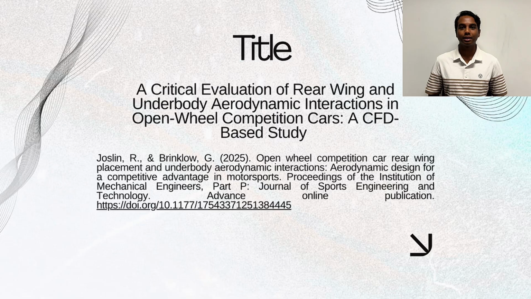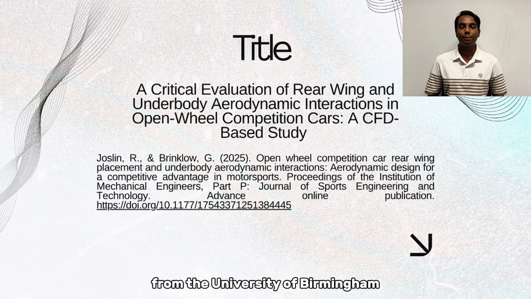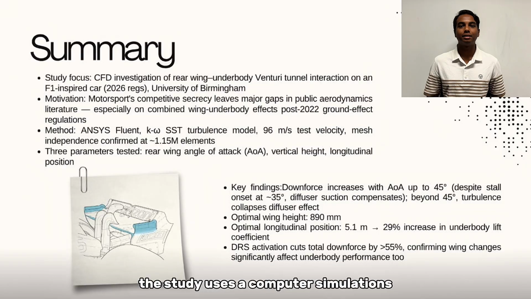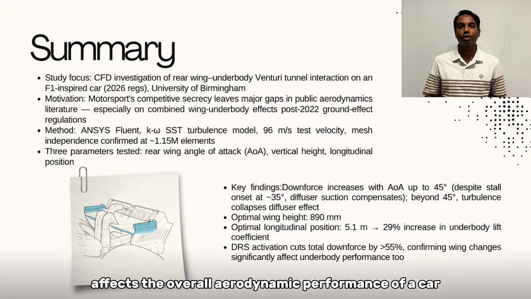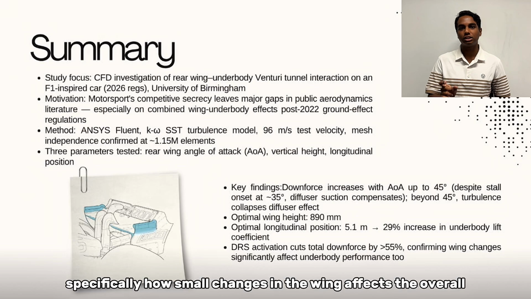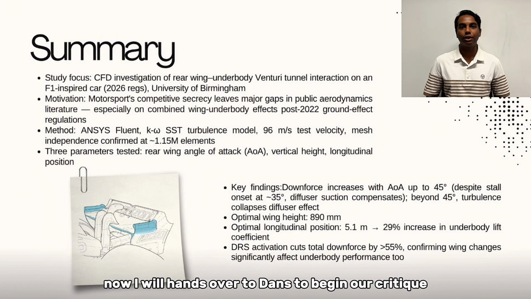Scientific Literature. The article we are critiquing today is a 2025 study by Jocelyn and Brinklow from the University of Birmingham, published in the Proceedings of the Institute of Mechanical Engineers. The study uses computer simulations to examine how the positioning of a Formula One rear wing affects the overall aerodynamic performance of a car. Specifically, how small changes in the wing affect the overall performance and grip the car generates. Now, I will hand over to Dance to begin our critique.